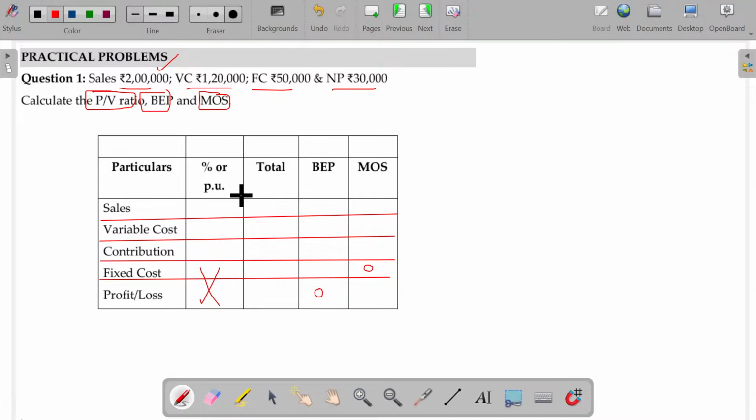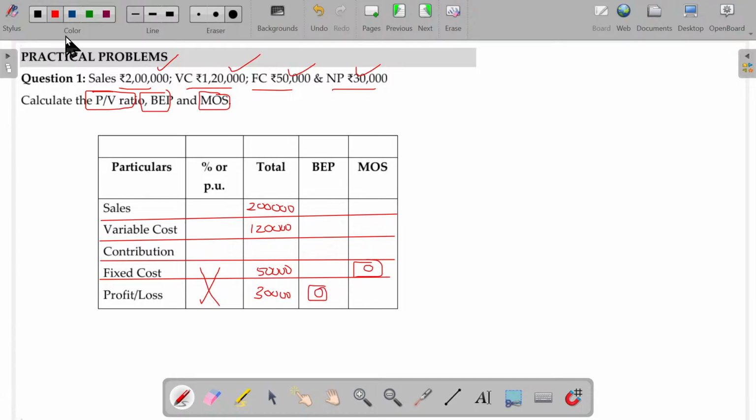Now, sales being 2 lakhs, variable cost being 1 lakh 20, fixed cost 50 and profit 30. From the sales, if I subtract the variable cost, the contribution being 80. So, these are the available information. This is pre-assumed information.